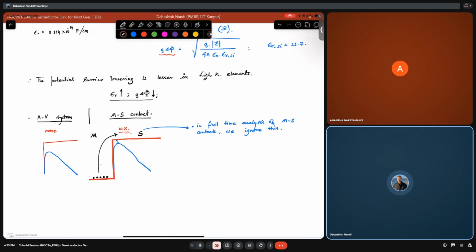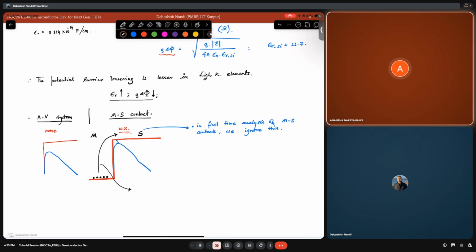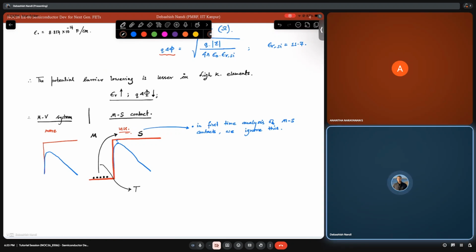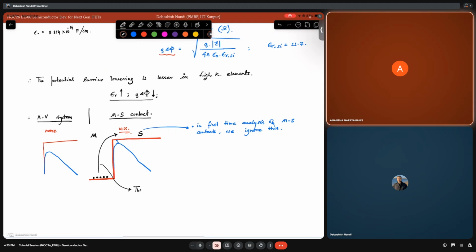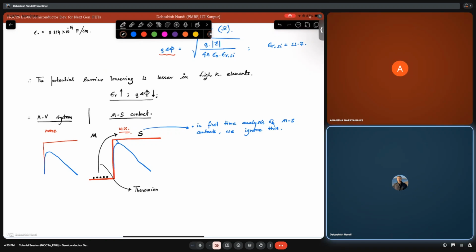What is this kind of transport called? This is called thermionic emission. So this is called thermionic emission, over the barrier transport, right? The same thing happens in the subthreshold region of a MOSFET as well. From source to channel, only the high energy tail electrons travel, right? That high energy tail electron traveling is the same thing that I am discussing.